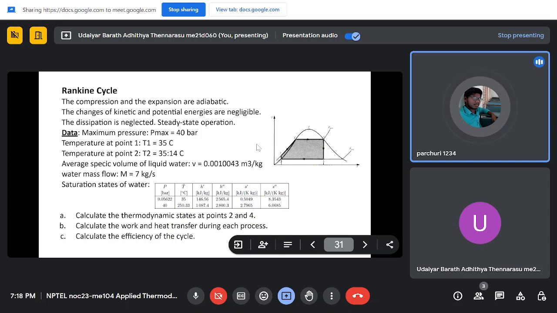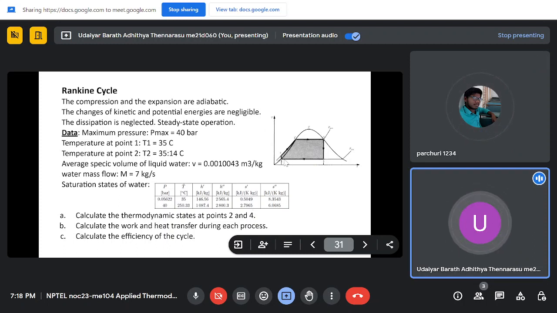Sir, please explain the first question, sir. Calculate the thermodynamic state at point 1. You need to calculate the enthalpy and entropies at these state points.